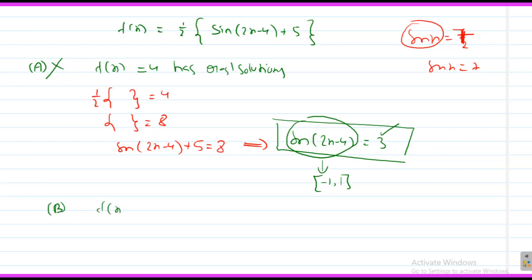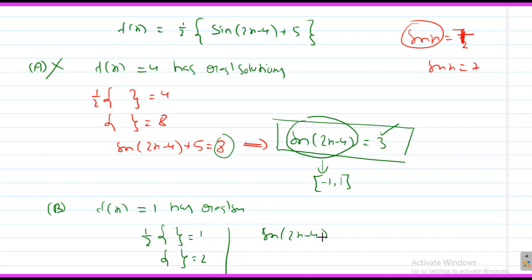So take option B now. f of x equal to 1 has a real solution. Same argument. 1 by 2 into something equal to 1, so this something equal to 2. What is the something here? Sine of 2x minus 4 plus 5 is equal to 2, or sine of 2x minus 4 equal to minus 3. Here also LHS lies between minus 1 and 1 only, and RHS is minus 3. So no solutions. So option B is also not correct.